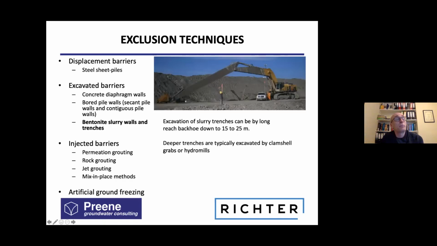This picture shows a large excavator for slurry walls. This is a very large machine. This is a 125-ton machine capable of digging down to about 25 meters depth. But again, if you're digging in glacial soils, cobbles and boulders can be a problem. And sometimes the deep trenches are excavated by clamshell grabs or hydro mills, like you might use for a concrete diaphragm wall.